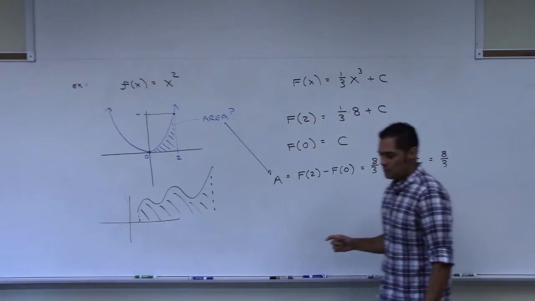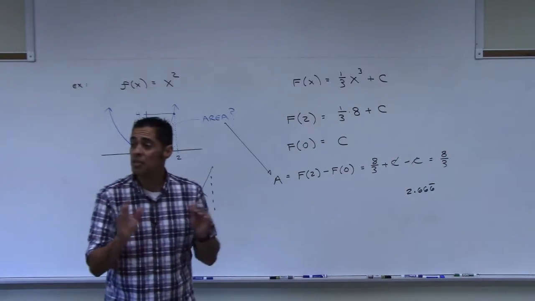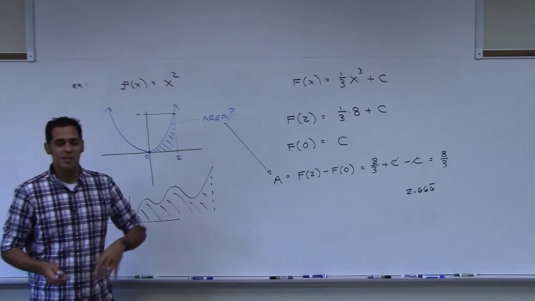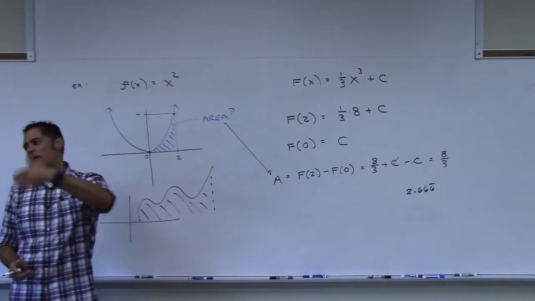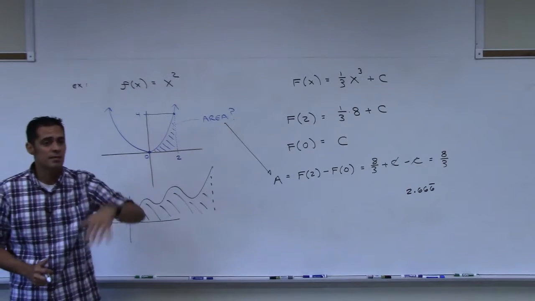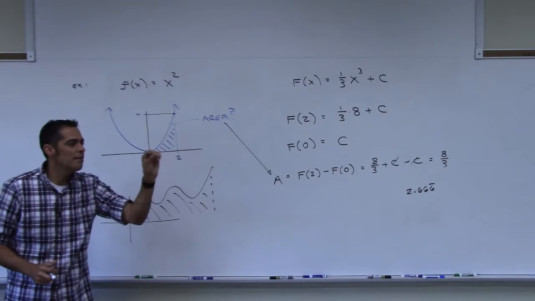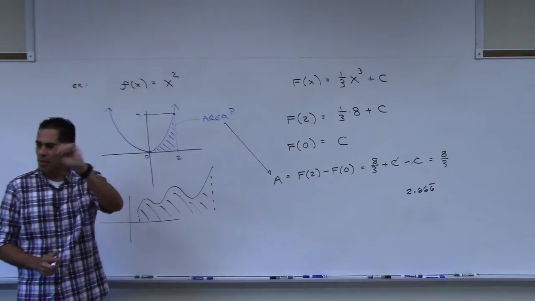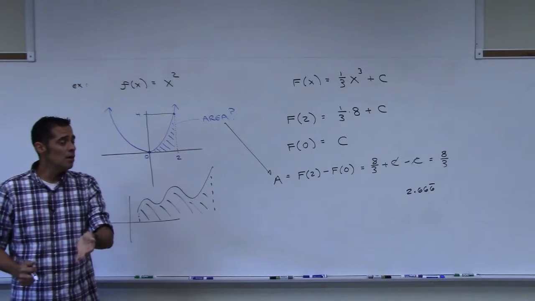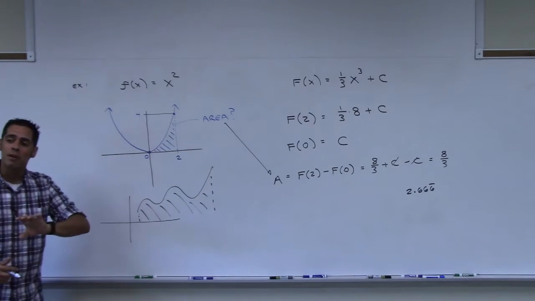Now, the reason why I'm doing this is because I'm about to give you some new notation. Because we need a quick, easy way to say, hey, give me the antiderivative, instead of writing down, hey, find the antiderivative. Mathematicians like to use symbols. So I'm about to give you a symbol, but I wanted you to see where the symbol came from.